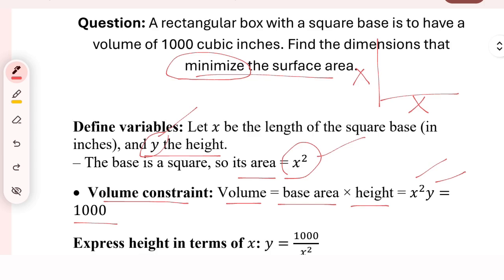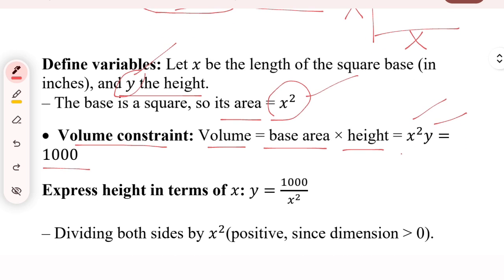Now in here we have two variables, x and y. But we can have y in terms of x. You can simplify it to look like this. You solve for y in terms of x. So from here, you solve for y. y is equal to 1,000 divided by x squared. So y in terms of x.